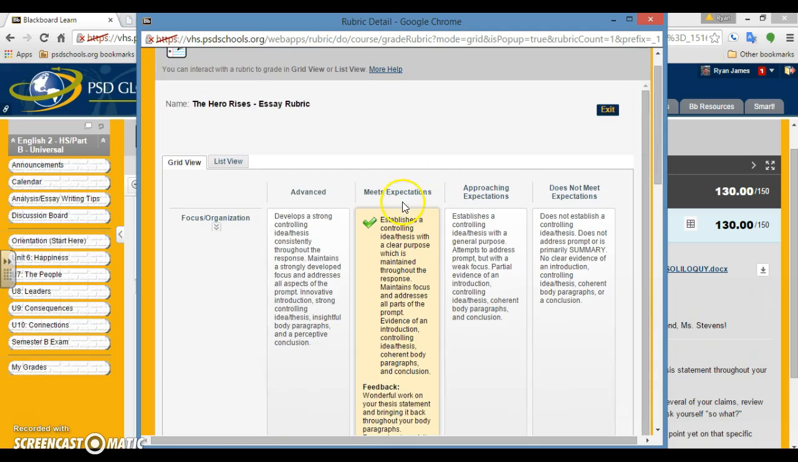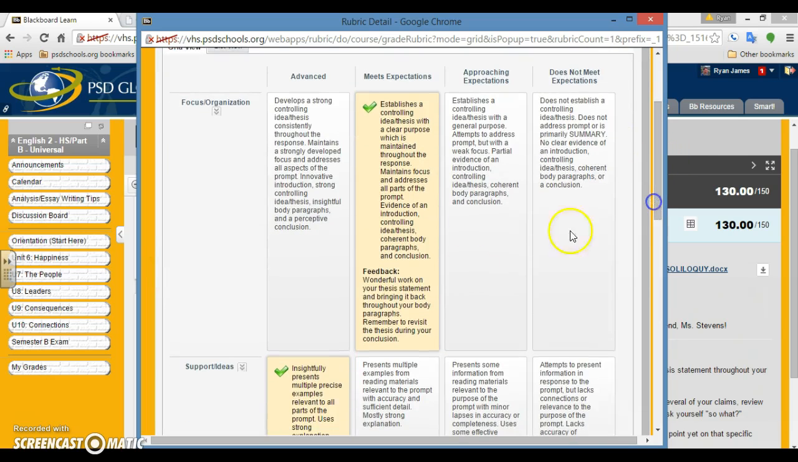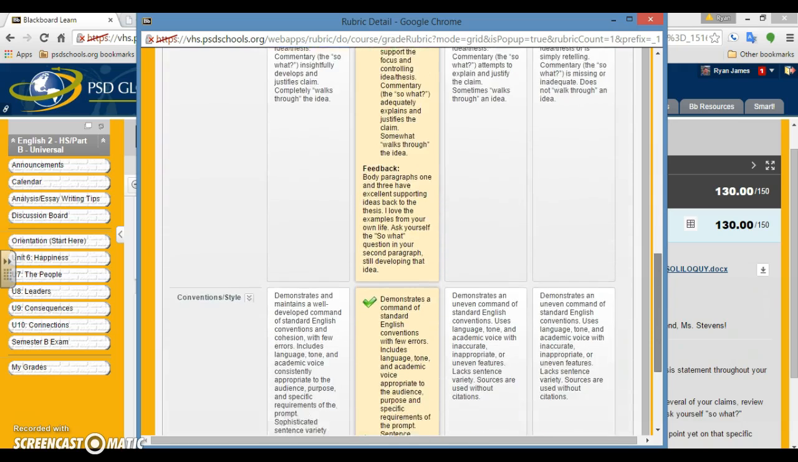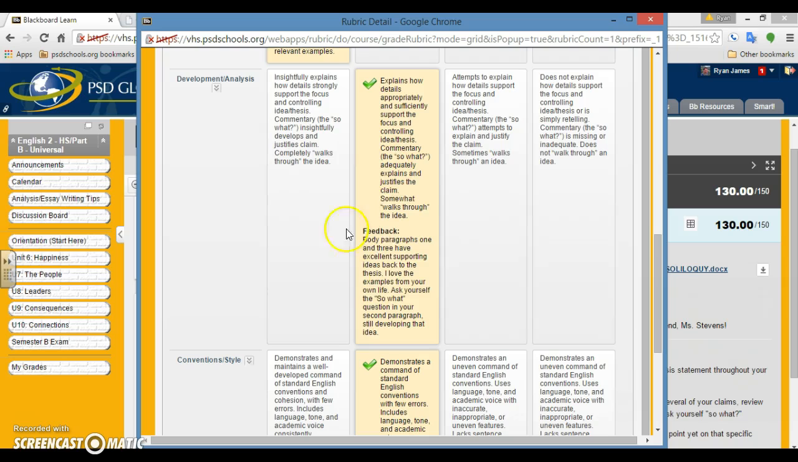However, the assignment has been graded. It says it meets expectations for focus and organization. And Miss Stevens left me some specific feedback on where I fell on that rubric. It looks like I got an advanced for my support and ideas, and a meets expectation for my development and analysis. So I'm going to take some of this feedback here that Miss Stevens left me on my essay and apply it to future essays. So how can I always think about how I can grow as a learner and as a writer?